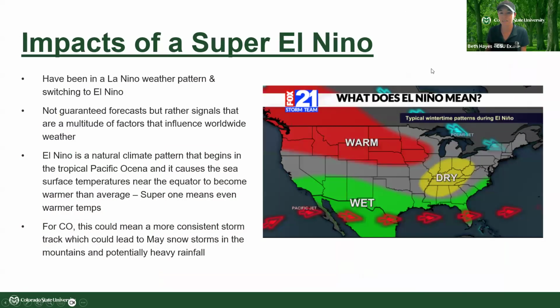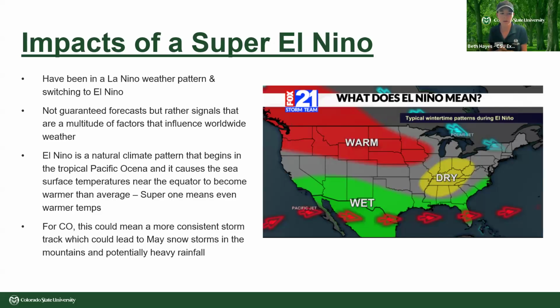And that is because of the impacts of what everyone is calling a potential super El Nino. Now, if you've been tracking the weather at all, you know that we've been in La Nina, and now we're going to switch to an El Nino. And then what does that mean for Colorado? So in basic terms, when we switch to El Nino, this is a huge natural climate pattern that affects the entire world, not just the United States or Colorado.